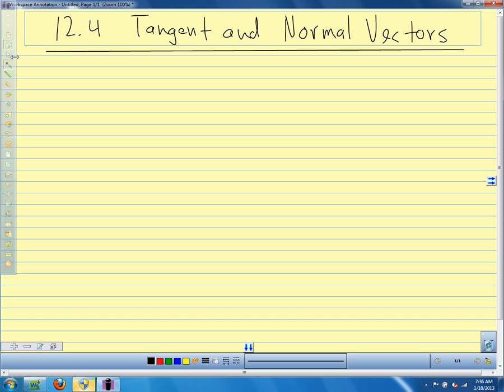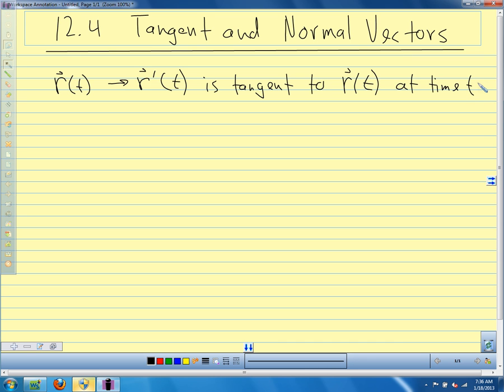When we interpreted our vector valued function r of t as a position vector, we decided that r prime was tangent to the curve represented by r of t at a particular value of t. So r prime of t is tangent to r of t at some time t. And we interpreted r prime as a velocity vector, so it points in the direction of increasing parameter. It's the direction that we're moving along the curve. We said it was a velocity vector.